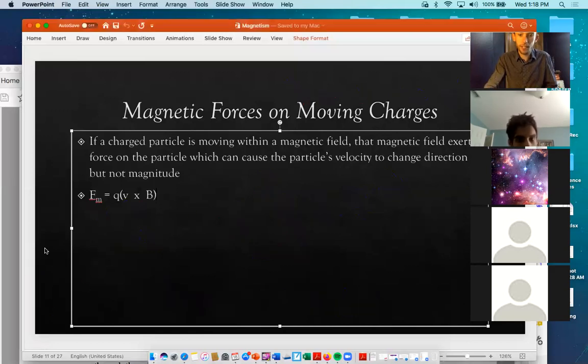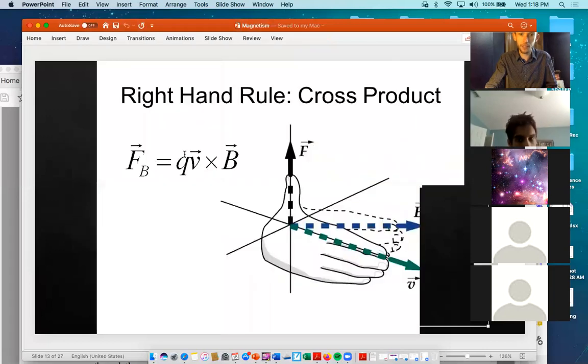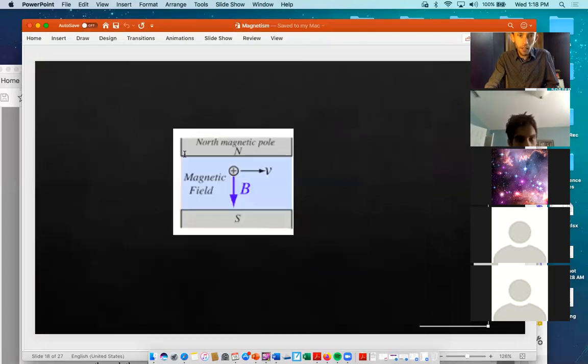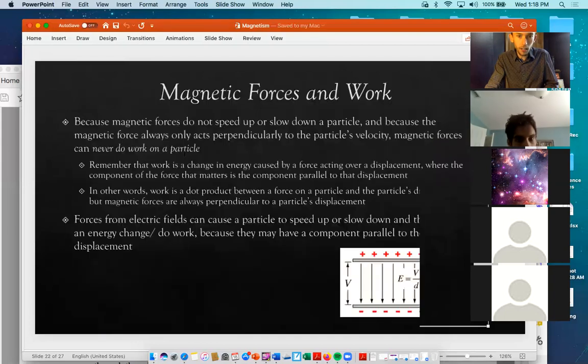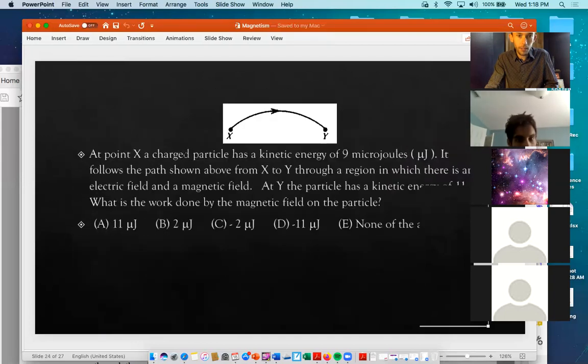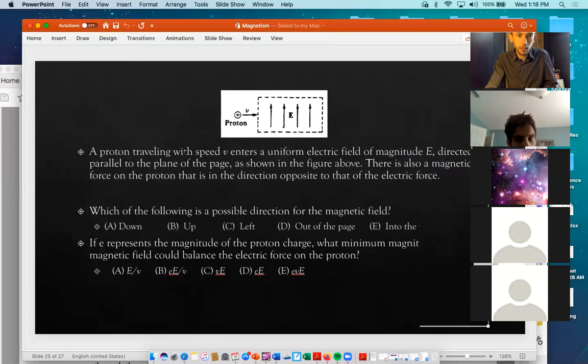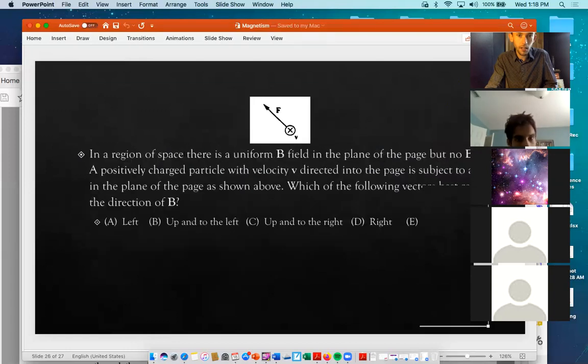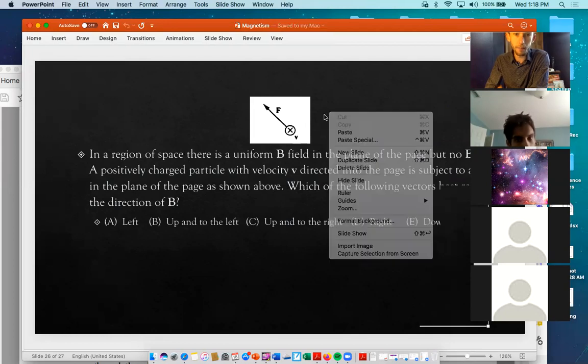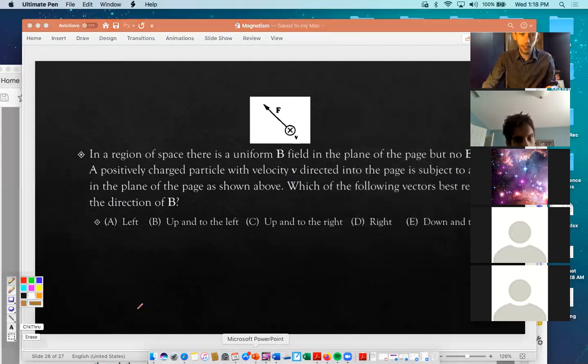So let me go find the mistake I made, and we can practice some right-hand rule stuff together. I think it was this one where I messed up. I think in the video I said up and to the right, but I had it opposite. So let's go over this one real quick, and you guys can practice the right-hand rule.